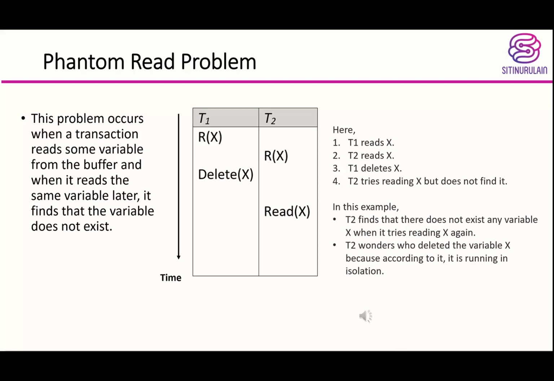Here, T1 reads x. T2 reads x. T1 deletes x. T2 tries reading x but does not find it. In this example, T2 finds that there does not exist any variable x when it tries reading x again. T2 wonders who deleted the variable x because, according to it, it is running in isolation.